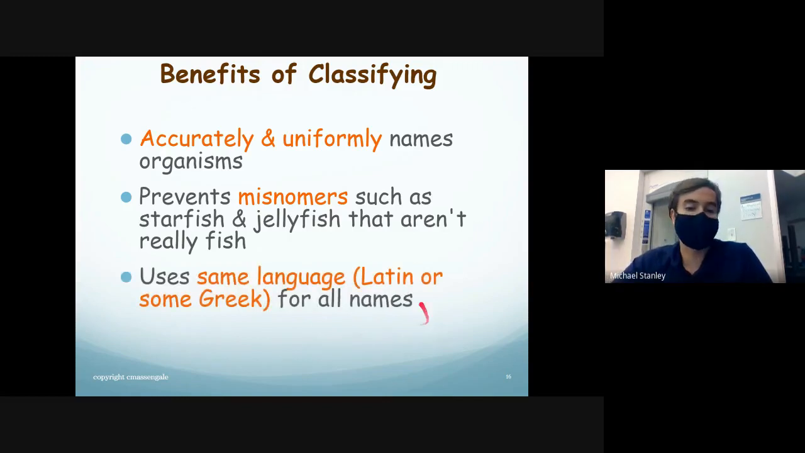And all scientific names have a basis in Latin or Greek. So that way, you don't have a scientific name that's different in English versus Spanish, or Spanish versus German versus French, or something like that. A scientific name for an organism is the name that all scientists can use, and everyone will know exactly what they are talking about.